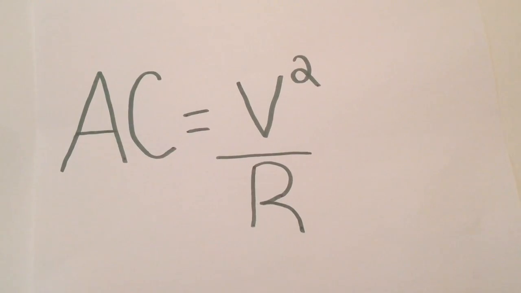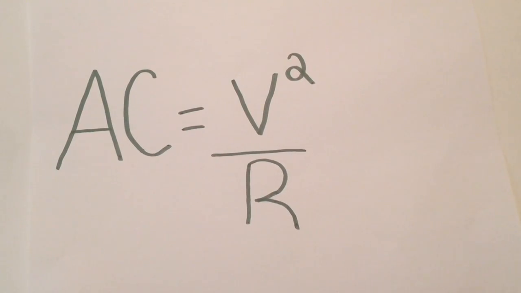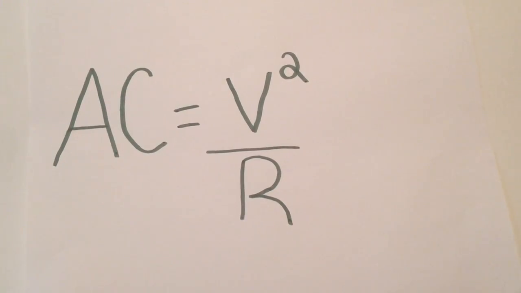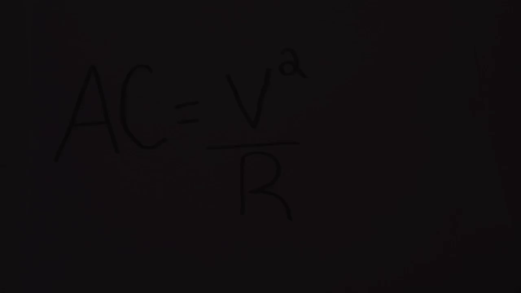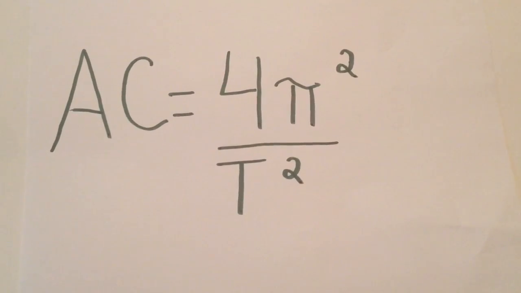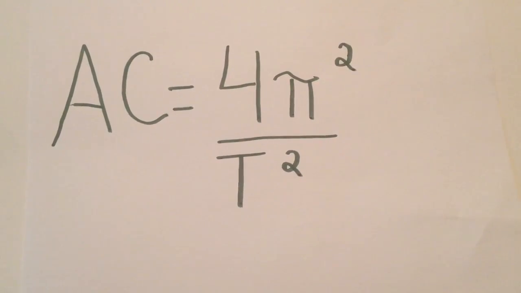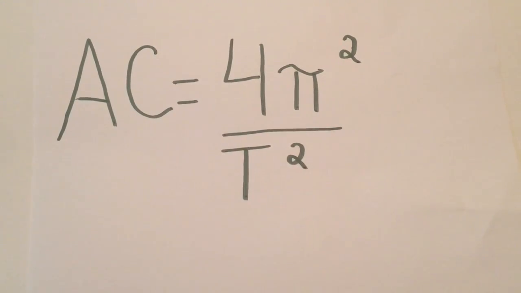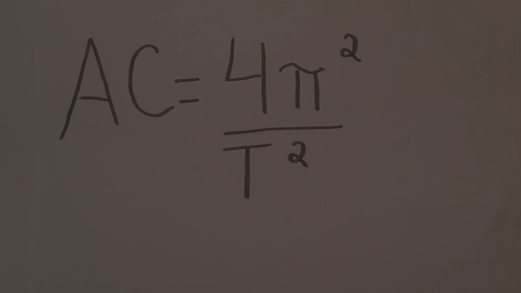Now that we understand what centripetal force and circular motion is, let's figure out how to solve the problems. The first equation that can be used to find acceleration is v squared over r. V represents the velocity and r represents the radius of the circle. The next equation is 4 pi squared r over T squared. T represents the time. Both of these equations can be used to find the centripetal acceleration.